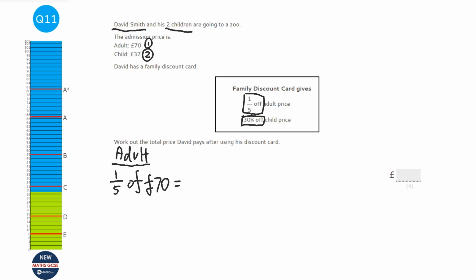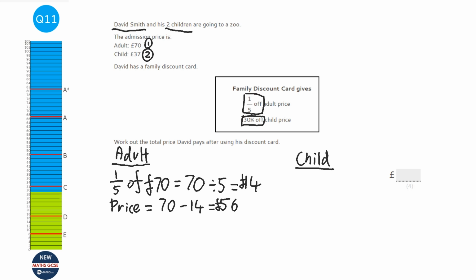To work out a 5th, you can just divide 70 by 5. Now I know that 10 fives are 50 and 4 fives are 20, so that's going to be 14. So that's going to be £14 he gets off. So therefore the price will be the £70, take away the £14. So 70 take away 10 is 60, take away 4 is 56. So he's going to pay £56 himself. Let's do the child price.